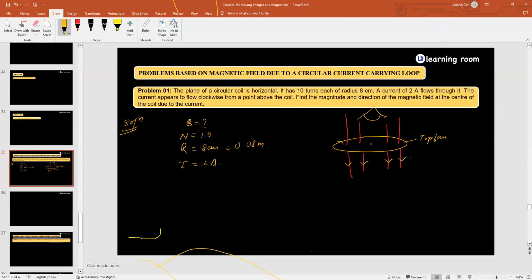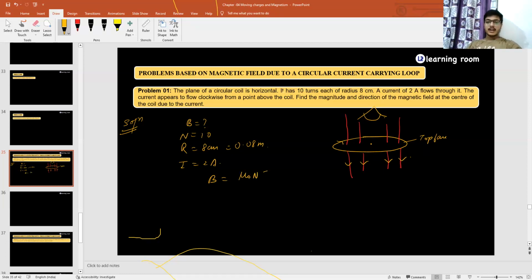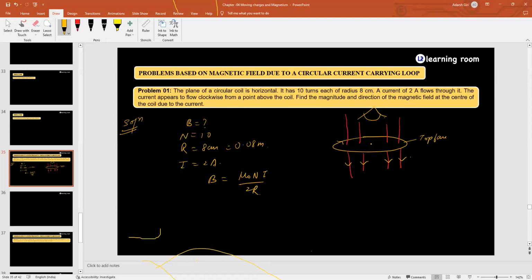Yes, sir. So what is the formula for magnetic field in a circular coil at the center? That is mu naught N I upon 2R. Agree with this? Yes or no? Yes, sir. Right? Put the values and let me know the answer. Try to solve it correctly. No calculation error.